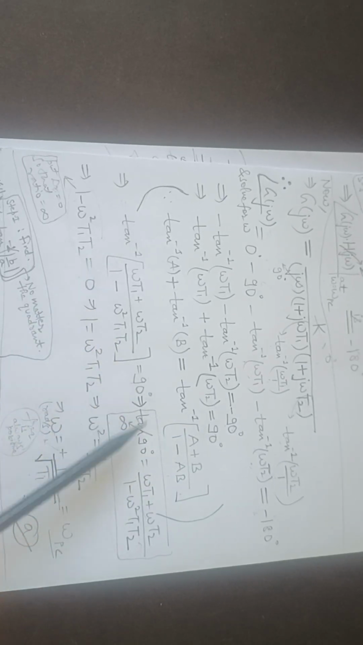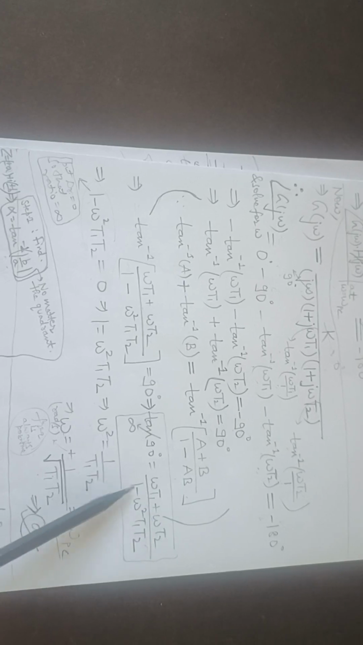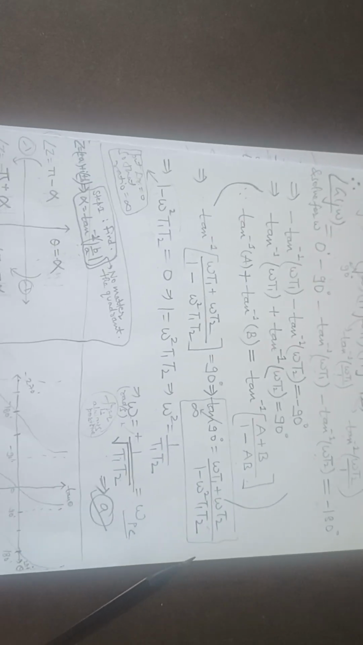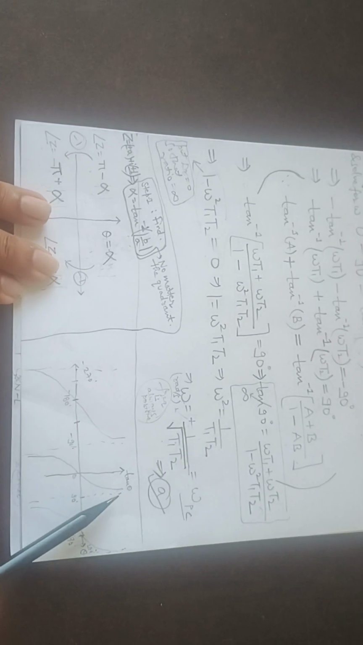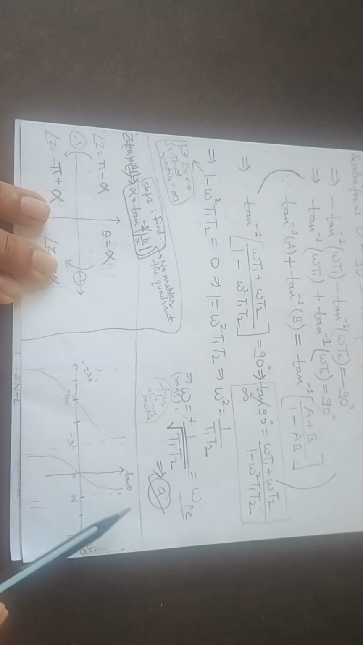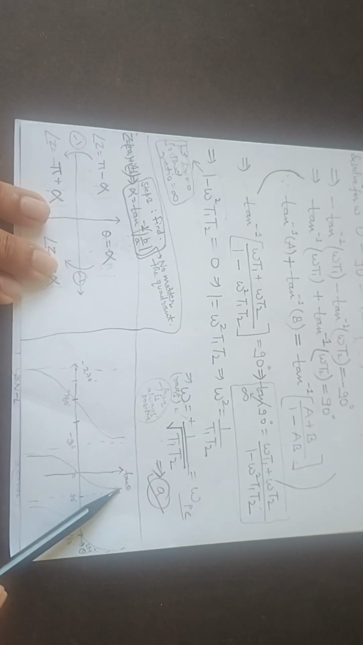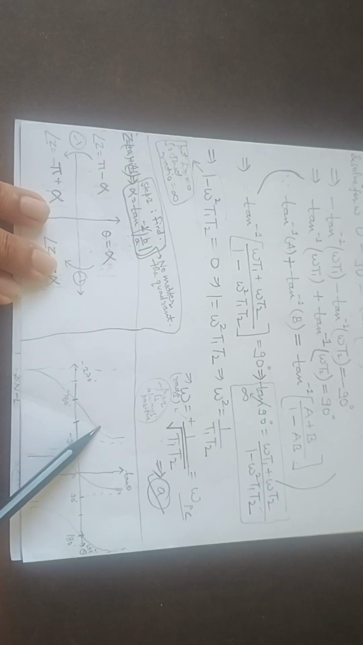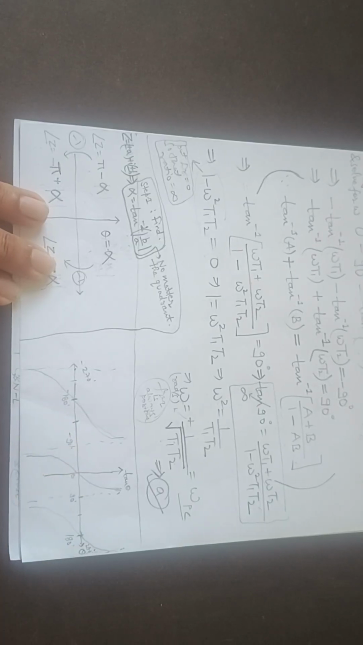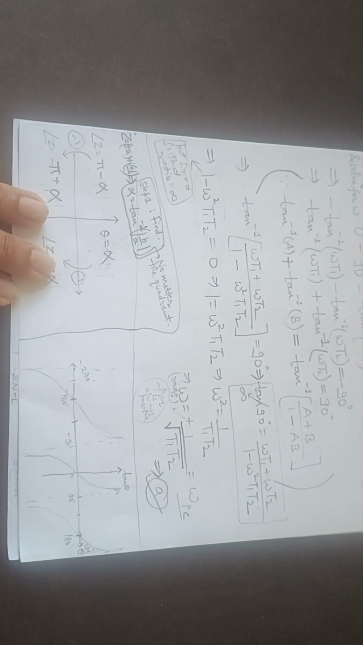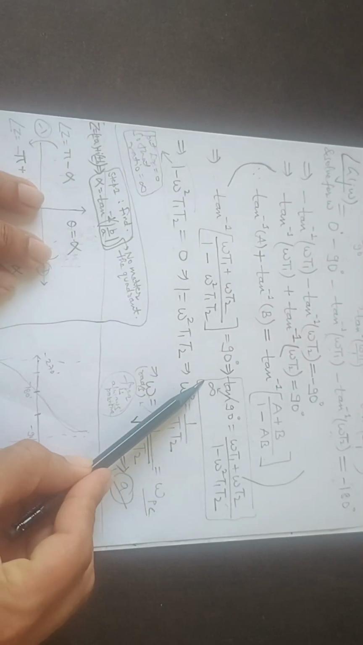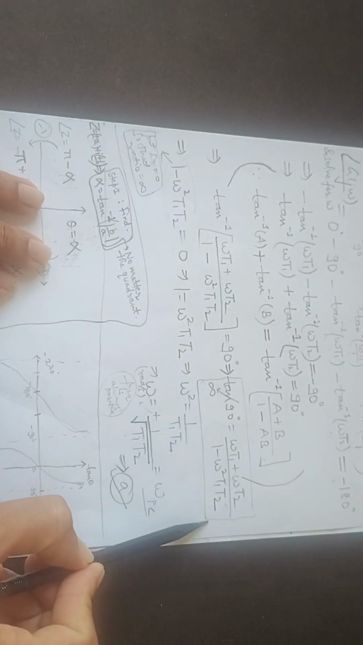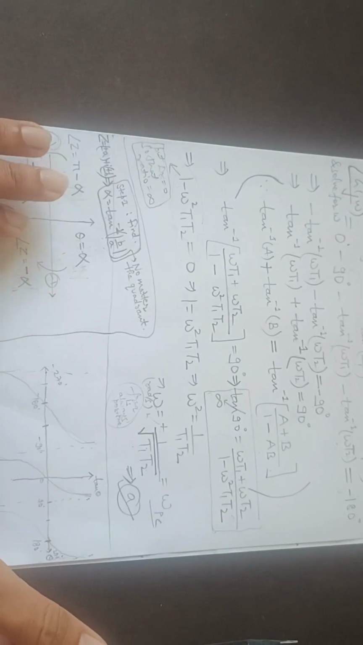So tan 90 is basically (omega T1 plus omega T2) upon (1 minus omega square T1 T2). Now tan 90 is what? If you see the graph of tan theta versus theta, then at 90 degree it is equal to infinity. Similarly at 270 it is infinity, similarly at minus 90 it is infinity. So this thing is infinity.